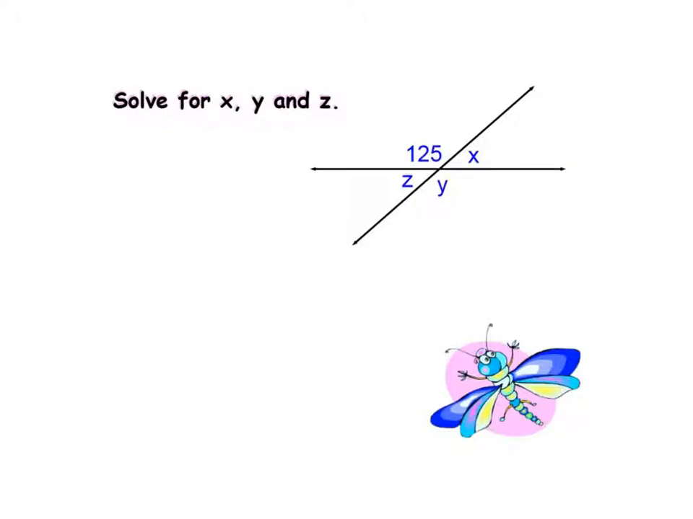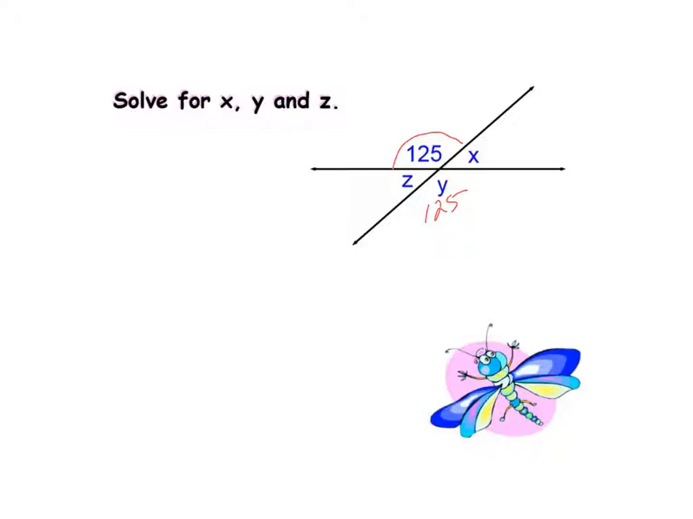Okay, so let's take a minute here and use some of our skills that we talked about with linear pairs and vertical angles. So I would always go vertical angles first. That's my favorite because I don't have to think. I don't have to do any calculations. I know vertical angles are always congruent. So I know if this is 125 degrees, then this must also be 125 degrees.